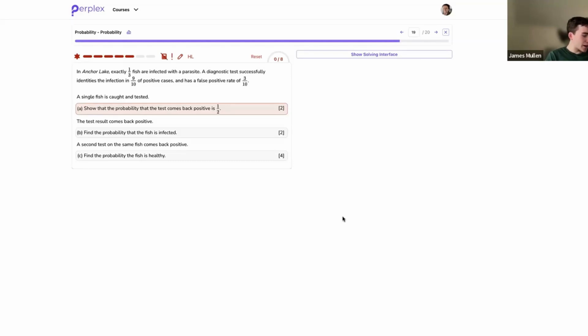We are told that in Anchor Lake, exactly 1/3 of fish are infected with a parasite. And we have a diagnostic test that successfully identifies the infection in 9 out of 10 positive cases and has a false positive rate of 3 out of 10. Let's start by writing down what that means in terms of probabilities. It means that the probability of testing positive if a fish is infected is 0.9. And the probability of testing positive if a fish is not infected is 0.3.